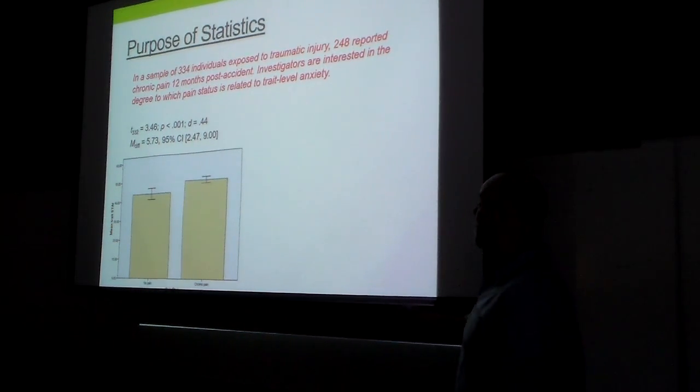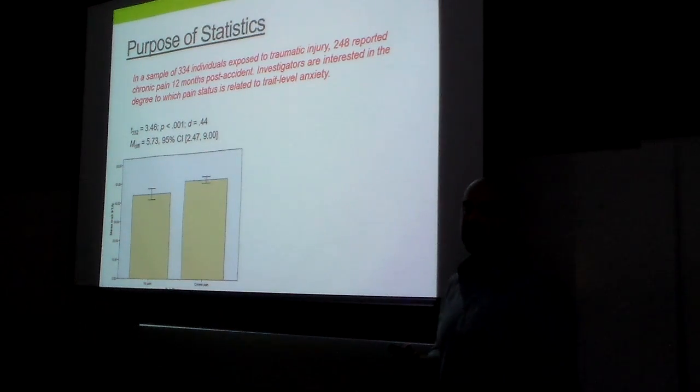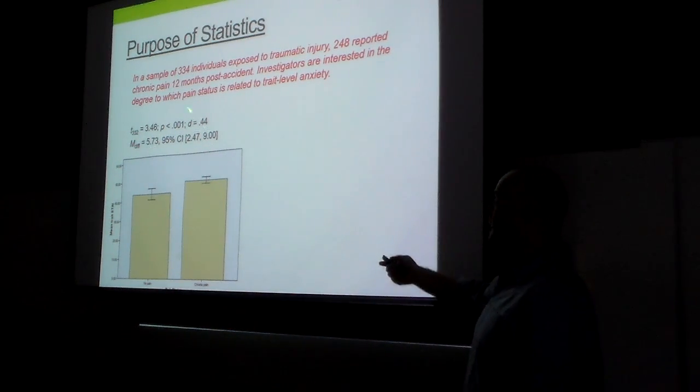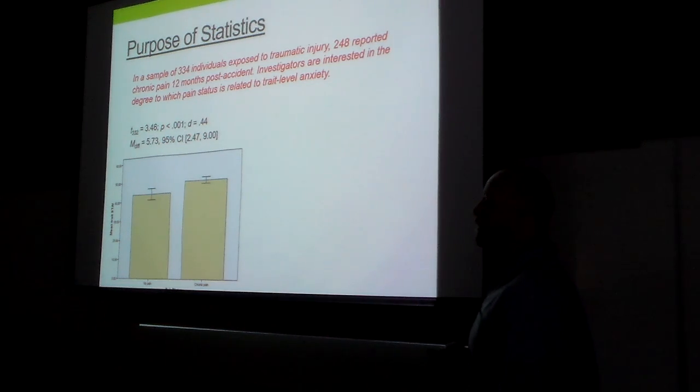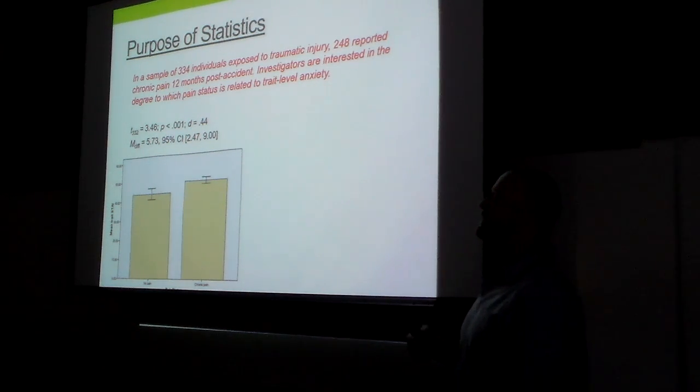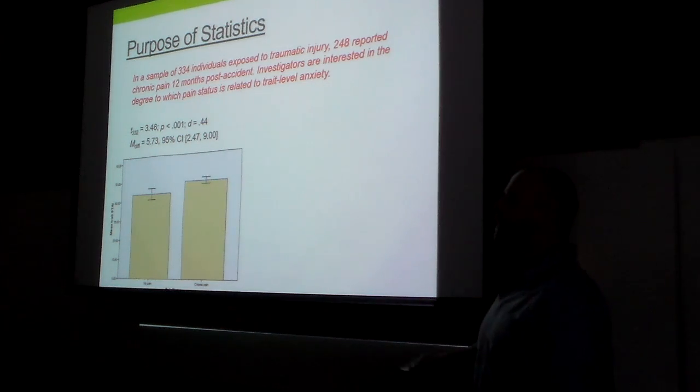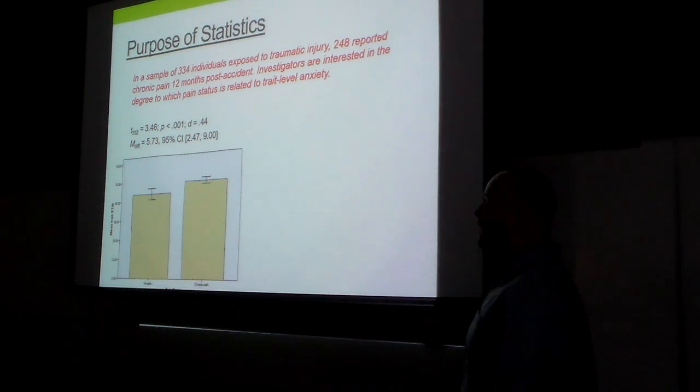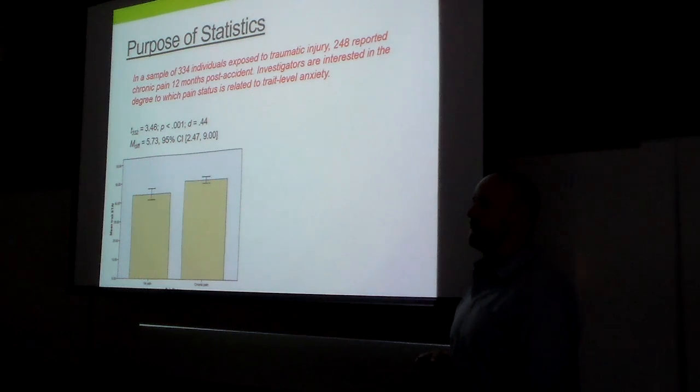But I don't know. I got a big sample. That might be a big difference. It might be a little difference. I don't know. So I can calculate an effect size, right? Here's an effect size. It says I've got an effect of 0.44. That's almost a medium effect, right? That's saying that the average difference in trait level anxiety for someone with chronic pain and without, I've got about a half a standard deviation difference right there, right?